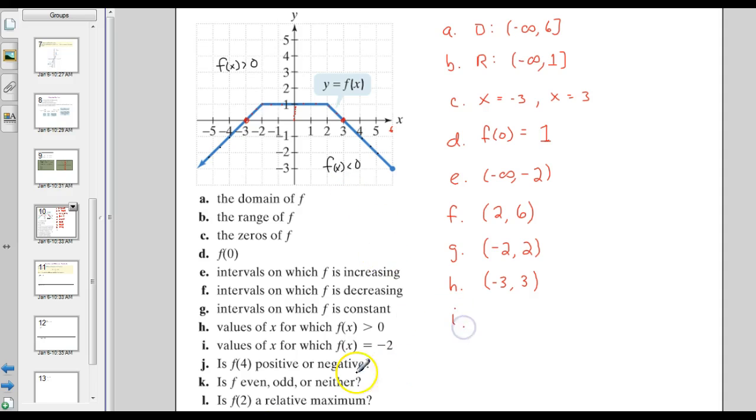Alright, values of x for which the y-coordinate is -2. Well, here's the y-coordinate of -2. If I move over, I hit right here. If I move over the other way, I hit right here. And the question is, what are the x values that are paired with those? Well, it's -5 and +5.